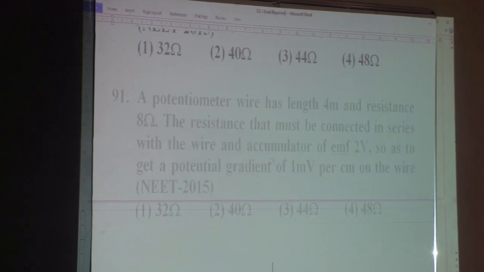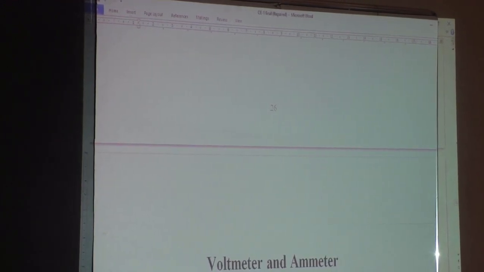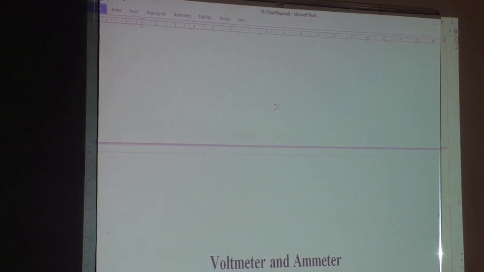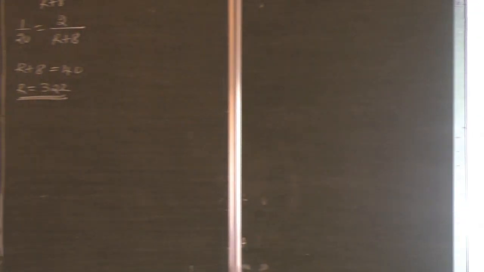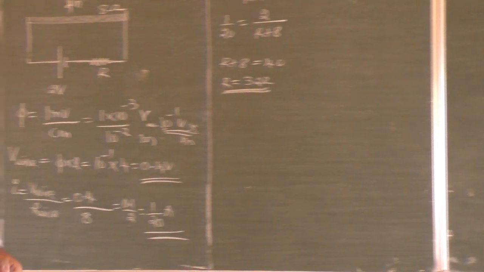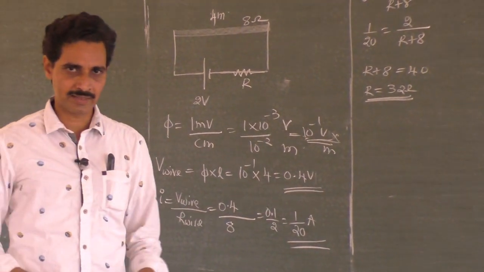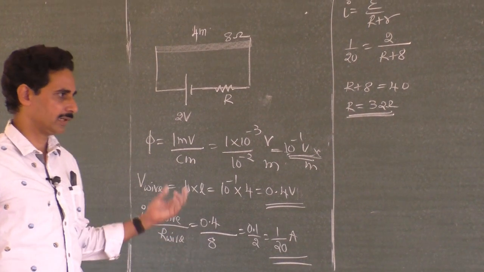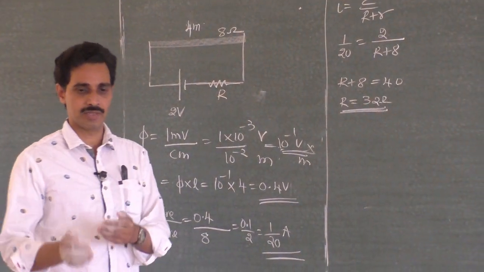We will move on to the next one. We will go to voltmeter and ammeter later on in another class, because it is a very important part and I want to explain some basics regarding that. For the time being, I will stop and see a few more questions regarding this. This is the easiest part of the current electricity chapter, but very important. So you can score marks from this, because one by one you have to start scoring.